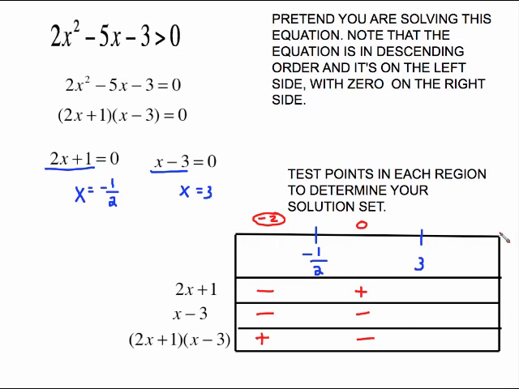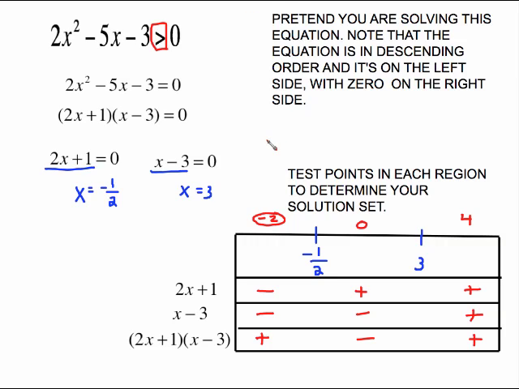Pick a number to the right of 3, like 4. If you put 4 in here, you're looking at a positive value. Put 4 in here, you're still looking at a positive value, because 4 minus 3 is a positive 1. A positive times a positive is a positive. Now, what does this do for me? Go back to the original problem. The original problem wanted greater than.